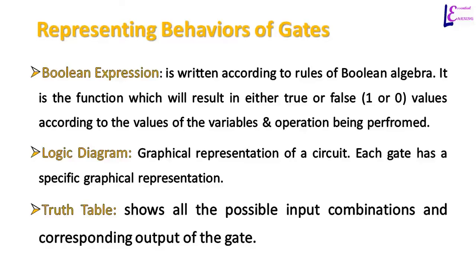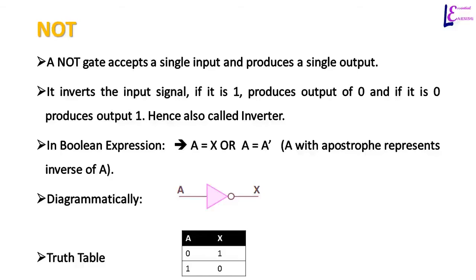A Boolean expression is written according to the rules of algebra. It is a function which will result in either true or false value, 1 or 0 in computers, according to the values of variables and operations being performed. Logic diagram is a graphical representation of a circuit or gate. Each gate has a specific graphical representation, and truth tables list all the possible input combinations and corresponding output of the gate. First gate we will learn about is very simple gate called NOT gate.